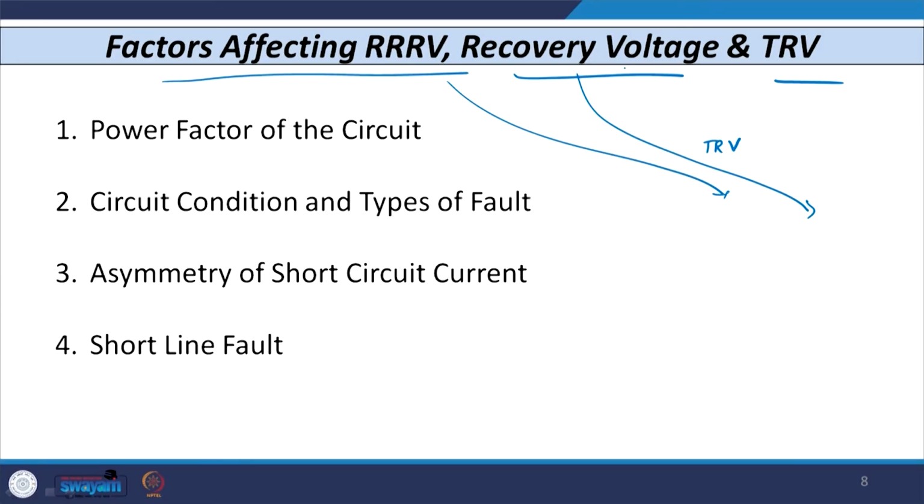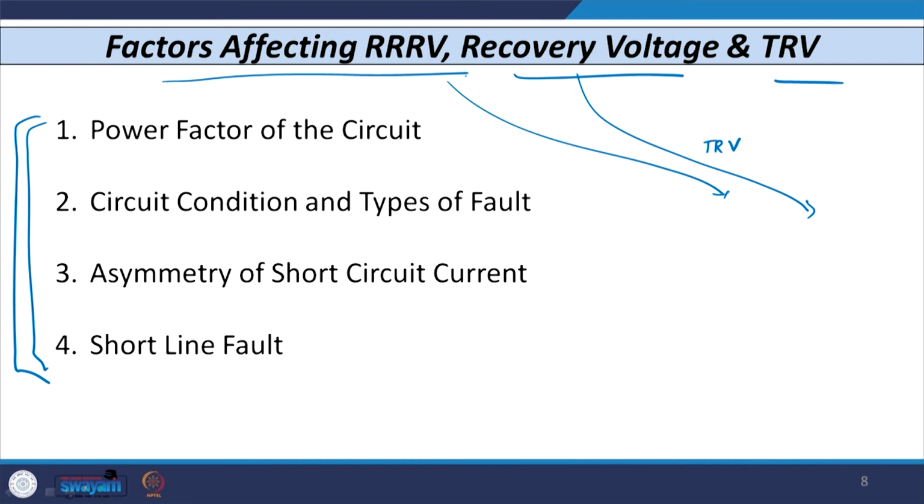If the arc is not going to be fully quenched, then the time at which the recovery voltage will be achieved is also large. So, that is why these three voltages are very important, and what factors are going to affect these three voltages is also very important. Basically, there are four factors that are going to affect these three voltages: RRRV, recovery voltage and TRV.